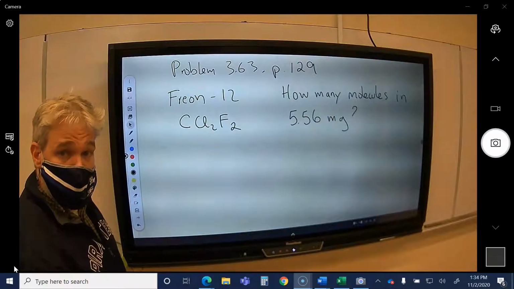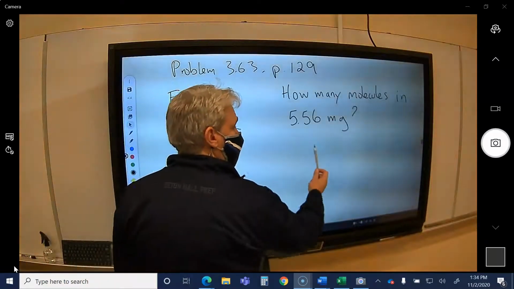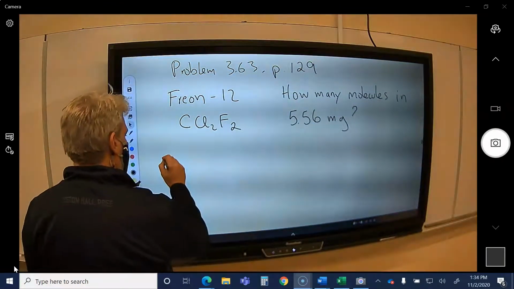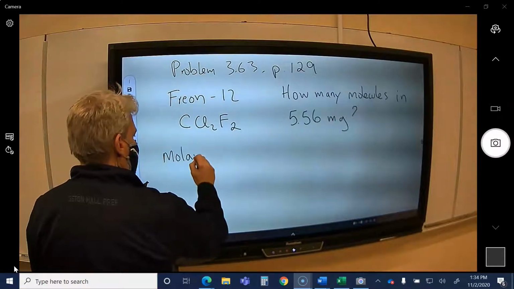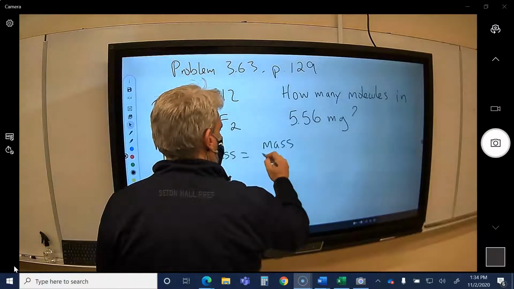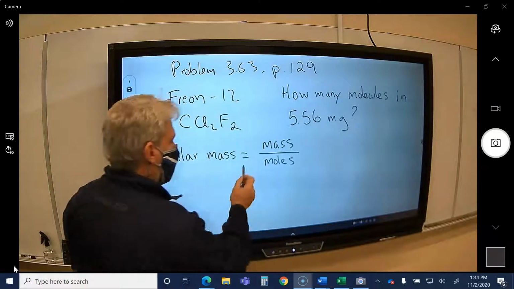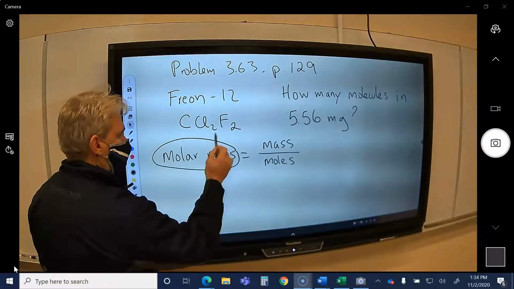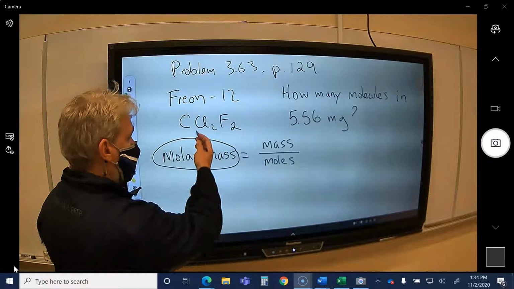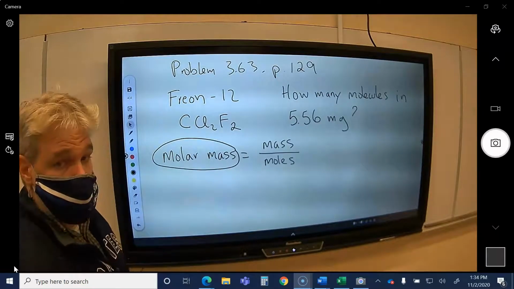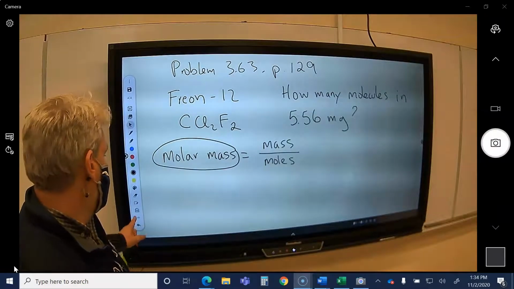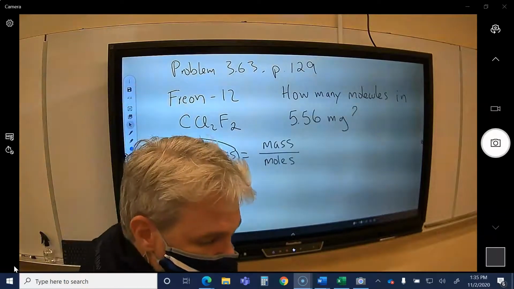The first thing we need to know is how we're going to get from a mass of a compound to the number of moles of the compound. If you recall, we have this equation: molar mass equals mass over moles. So everything hinges around the concept of molar mass, which we're going to get from the chemical formula of any compound. In this case, we're going to need to add up the different components of CCl2F2 to get the molar mass. I'll give you guys a second to do that on your own.